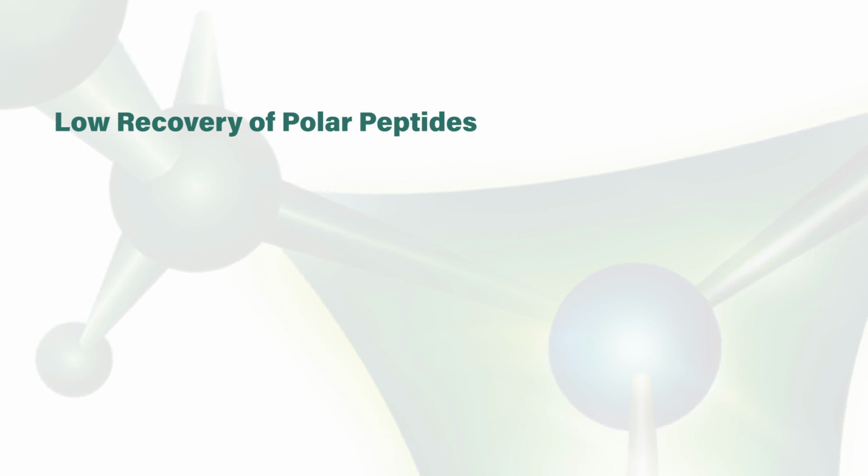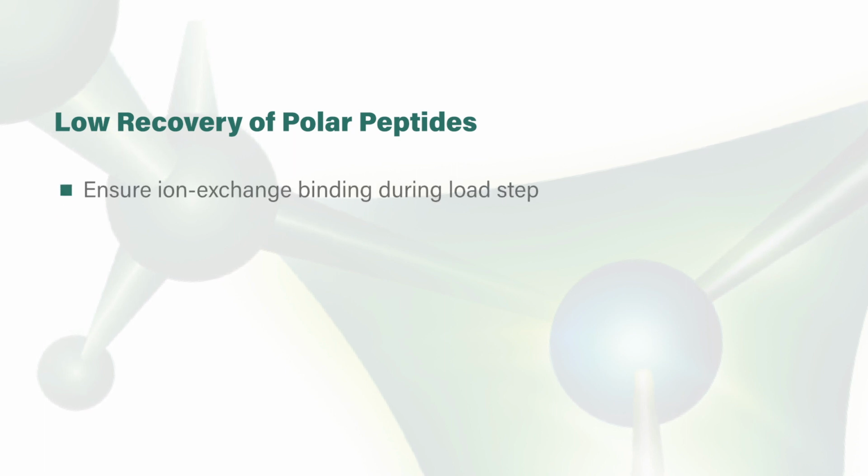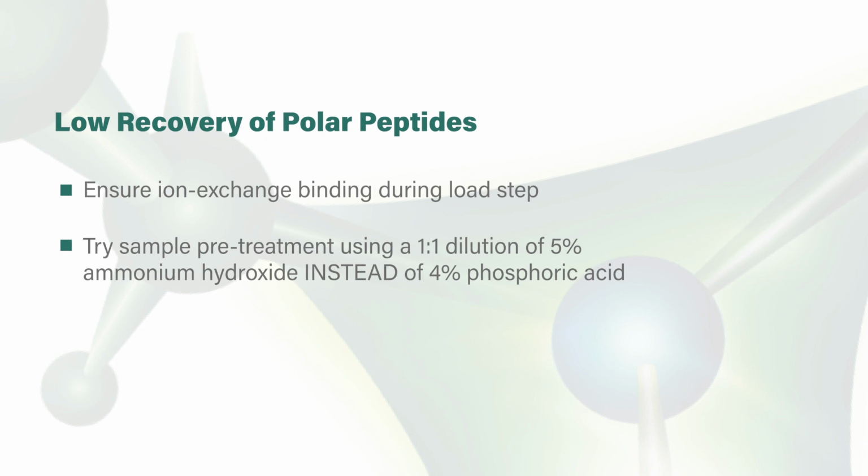Another problem you may find is that you're getting low recovery of polar peptides. Using the peptide protocol that we discussed, we're actually relying on reverse phase retention during the load step to capture most peptides. If the peptides don't retain by reverse phase in this step, we need to initiate ion exchange binding during the load step. In this case, you could try a sample pretreatment using a 1-to-1 dilution of 5% ammonium hydroxide instead of the 4% phosphoric acid to see if this changes the ionization state of the peptide during the load, and that will encourage ion exchange retention.